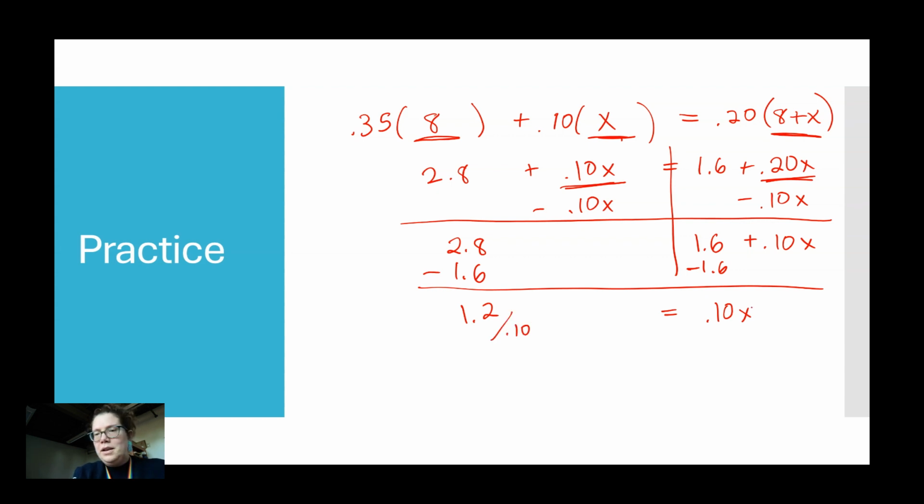But make sure at the end, you're like, well, what was X though, right? So in this one, X was how much of my 10% solution, which means altogether I had 20 ounces of this solution. That's just helpful setup for the problems when you don't know how much you added or how much you have total. Good luck.